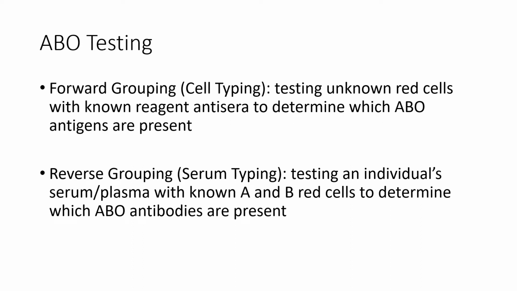In blood bank, we have forward grouping or front type and reverse grouping or back type. The front type is the cell type and tests the unknown red cells of the patient with known antisera to determine the ABO antigens. The red blood cells are tested with anti-A and anti-B reagents. The back type is the serum type, and we test the patient's serum or plasma with known reagent A cells and B cells to detect the antibodies that are present. We must then compare the front type and back type to ensure that they match before reporting the blood type.